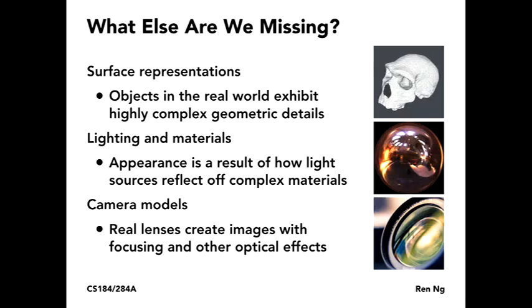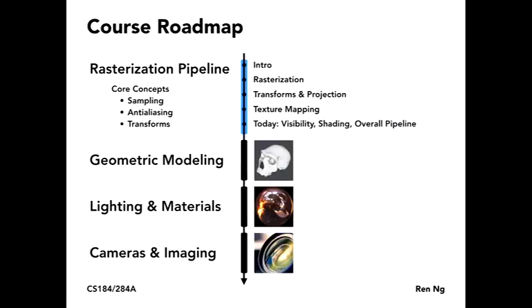So real lenses create images with depth of field effects and misfocus or focusing differences across different parts of the scene, kind of like how our eyes work and how real cameras work. So these are some of the things that we're going to be talking about over the next few bits of the class. Okay, so where are we so far?